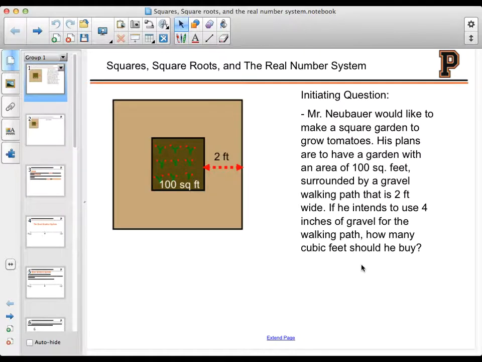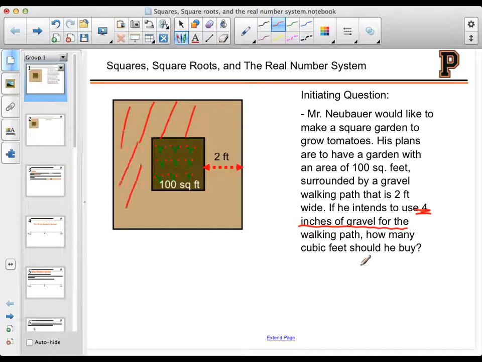So I want you guys to take a look at this and think about it a little bit. You can definitely pause the video and attempt to solve this problem on your own if you'd like to. But what we're essentially looking for is if we want 4 inches of depth, so 4-inch deep of gravel, that covers all of this area here. Everything here is going to be walking path, all over here. And we've got a 2-foot distance from the edge of the garden to the outer part of the walking path. How much gravel do I need to buy? How much cubic feet of gravel should I buy?